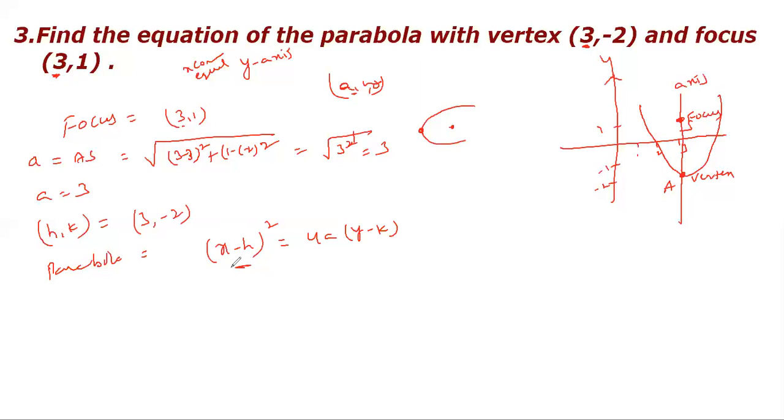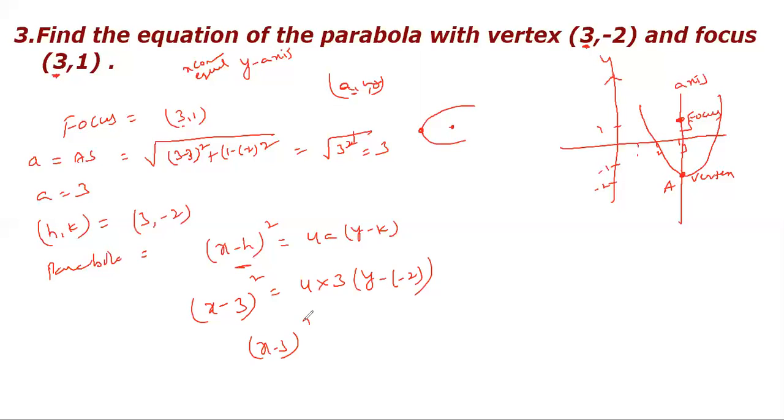Next we have to substitute the given numbers. x minus h, where h equals 3, whole square equals 4 into a, which we got as 3, into y minus k, where k equals minus 2.